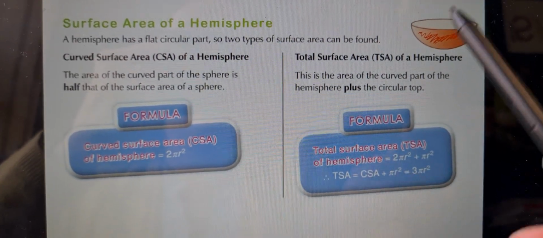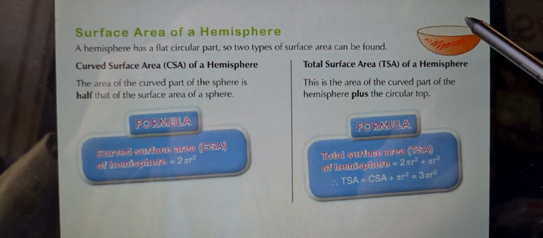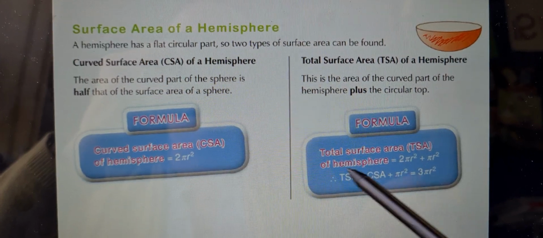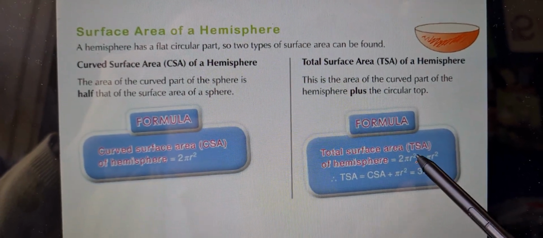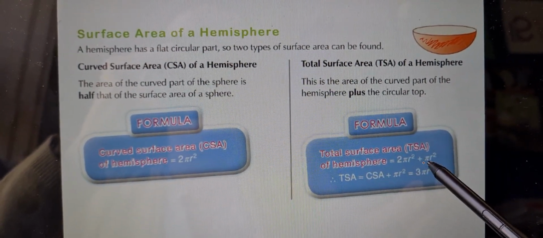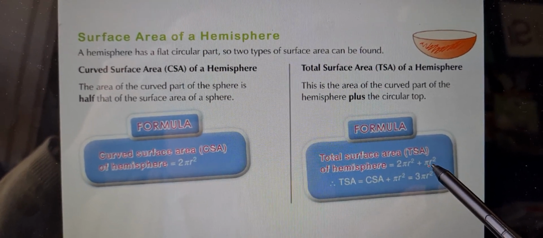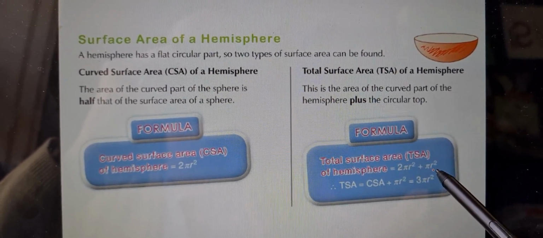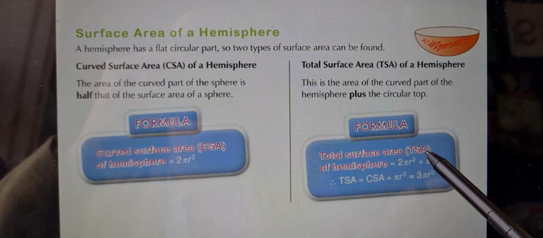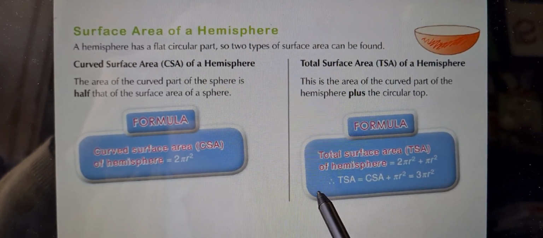To get the total surface area, you will add on a circular top onto that answer. So it'll be 2 pi r squared, the curved surface area of the hemisphere, plus a circular top, which is pi r squared. And if you add the two together, they are like terms. So you're getting 3 pi r squared. Neither of those two formulae are in the log tables.